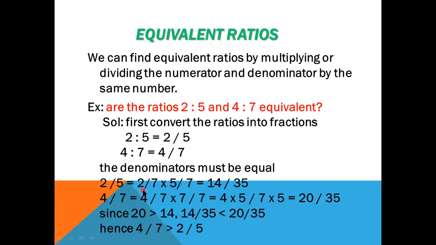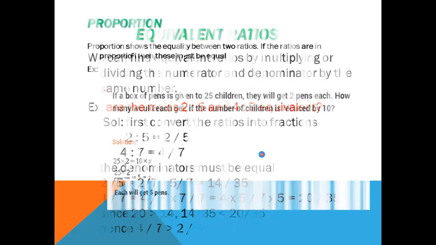So 2 by 5, if you multiply by 7 by 7, you will get 14 by 35. Next 4 by 7, multiplied by 5 by 5, you will get 20 by 35. Now here 20 is greater than 14. So 14 by 35 is lesser than 20 by 35. So 4 by 7 is greater than 2 by 5. So this is the way we can compare ratios.